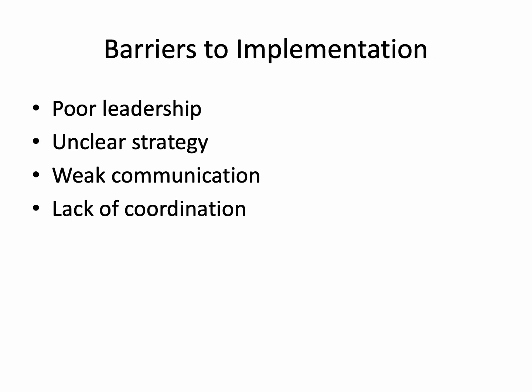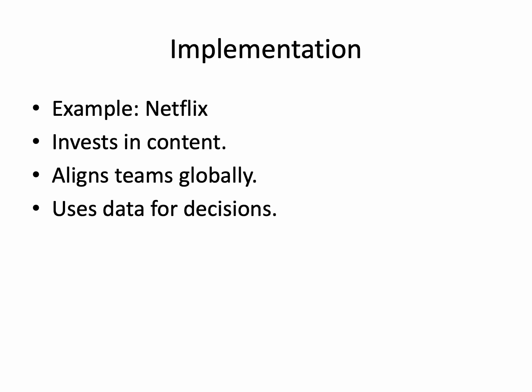However, implementation is often challenging. Common barriers include unclear strategies, poor leadership, weak communication, and lack of coordination across departments. These issues can cause even well-designed strategies to fail. For example, Netflix successfully implements its strategy by investing in content, aligning global teams, and using data-driven decisions. This shows how strong execution supports strategic success.